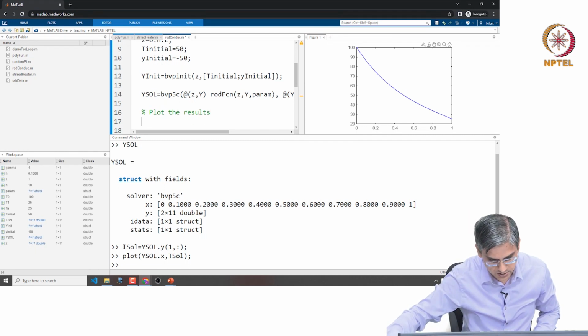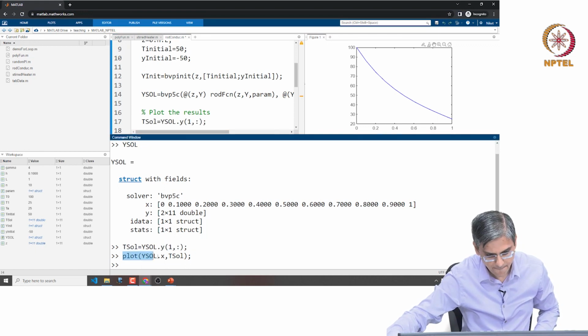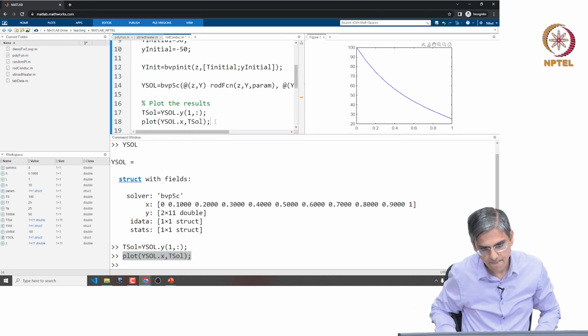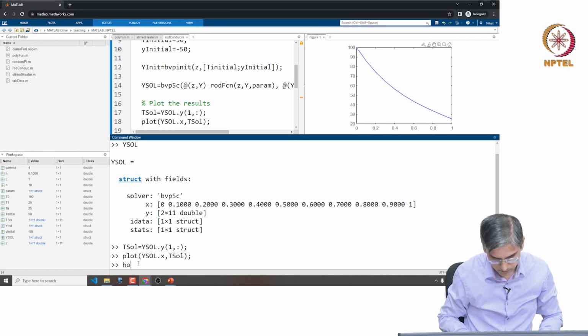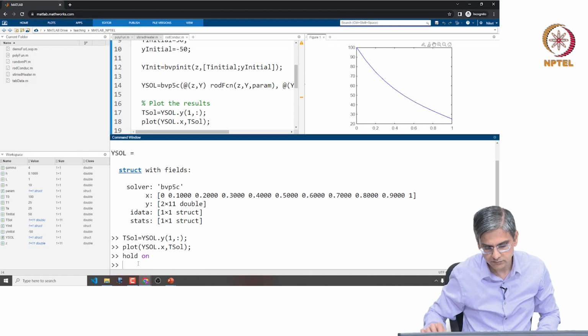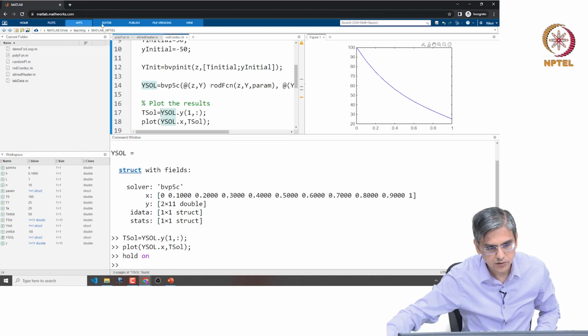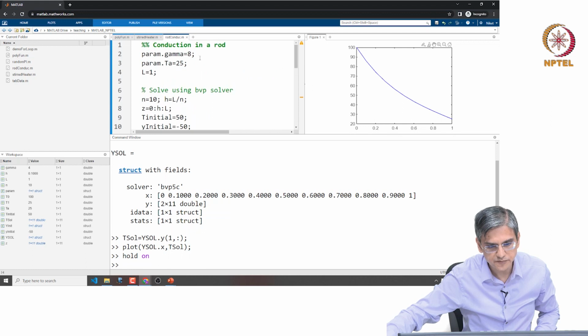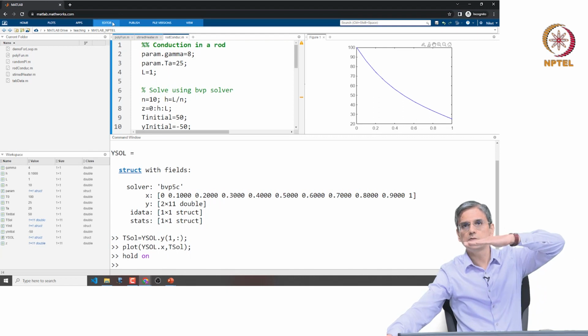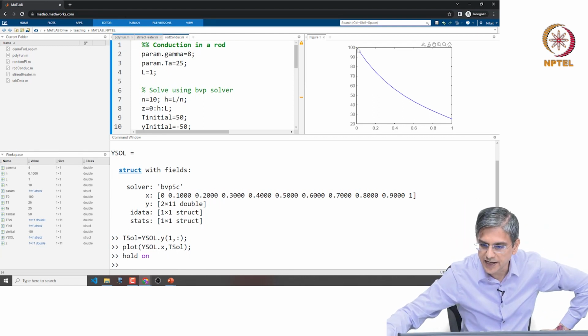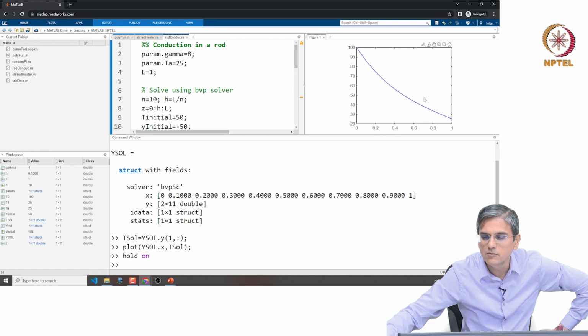Plot the results. And let us say hold on. Okay. So, let us run this and see what happens. This we are now running for gamma equal to 8. What do we expect to happen? Think about this blue line. The next red line, will it come above this line? Will it come below this line? Will it come on this line?